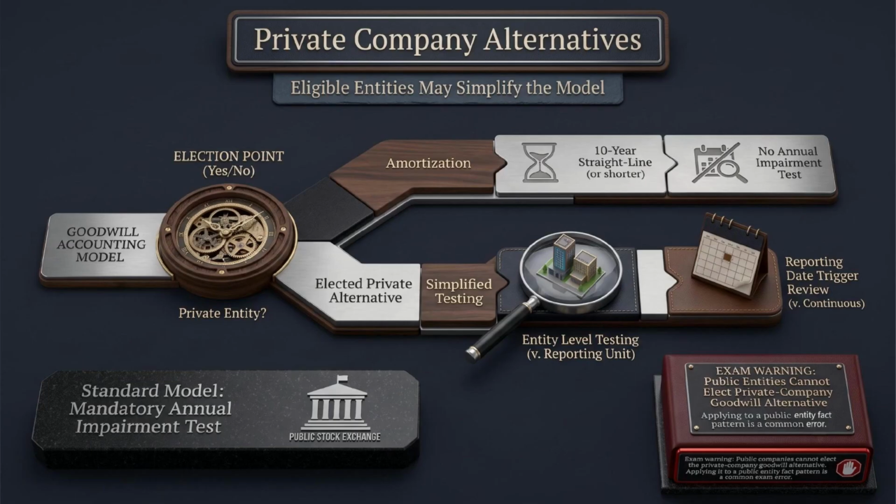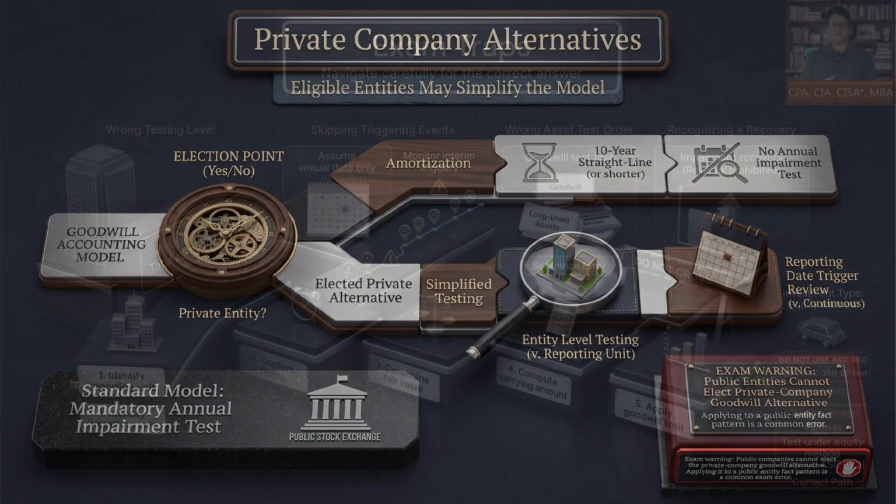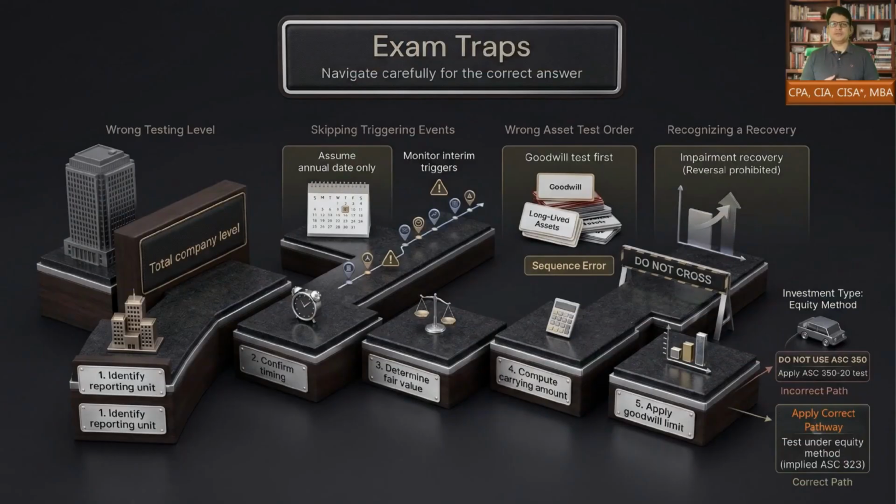Impairment testing is performed only when a triggering event indicates that fair value may be below carrying amount. Testing may also be performed at the entity level instead of the reporting unit level. But be careful. Public companies cannot elect this private company alternative. Here are the exam traps to avoid.